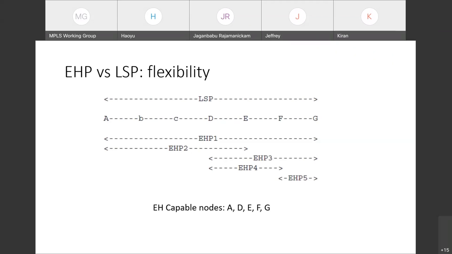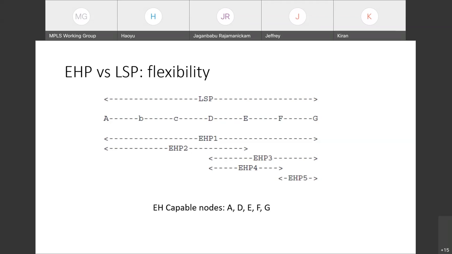The removal is mandatory. If it's an end node of the path, it has to remove the extension header. For example, node E must remove extension header 2. How do you know it's the end? Yes, that could be done through other protocols, or through the control configuration.